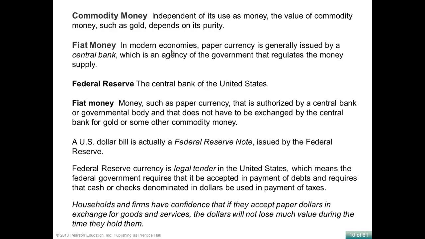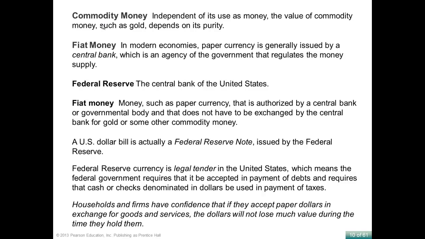Commodity money is independent of its use and has value. Money such as gold depends on its purity. We used to have the US dollar tied to gold, but now the US dollar in the modern economy is paper currency, generally issued by a central bank, which is an agency of the government that regulates the money supply. This is called fiat money. The US dollar is called fiat money.